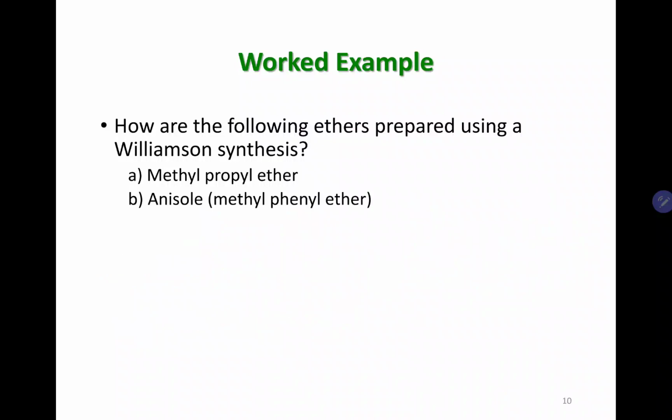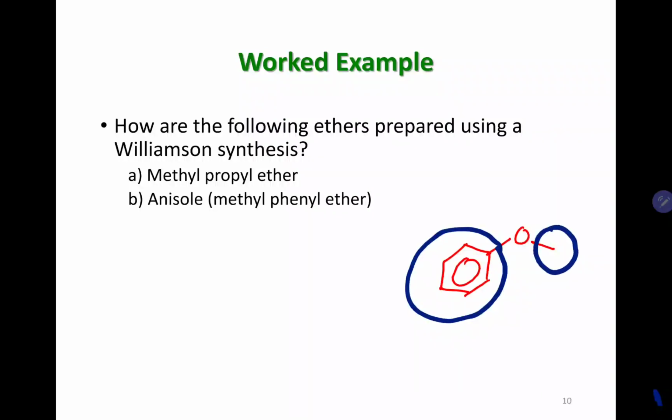Okay, so the second one that we need is anisole. Okay, anisole is basically a methyl phenyl ether. So you have a phenyl group, and then you have a methyl group. Okay, so let's analyze this anisole. The R groups that we have are a phenyl group and a methyl group. Okay, so these are the two R groups that we have.